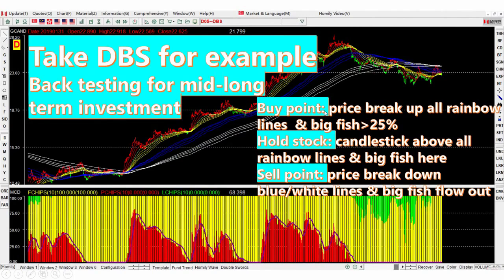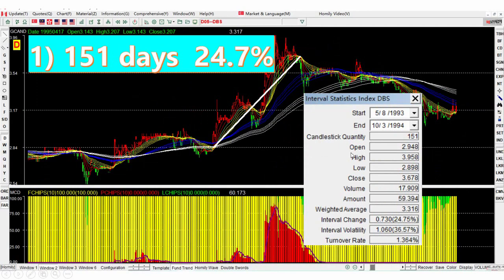The buy point is here. The price breaks up all rainbow lines and the big fish is more than 25%. And if the price is above the rainbow lines, we just hold. If the price breaks down the rainbow lines and the big fish is out, we sell. So these are our trading rules: buy point, hold stock, and sell point. From the IPO until now, we see in the 30 years of history how this template works on DBS.